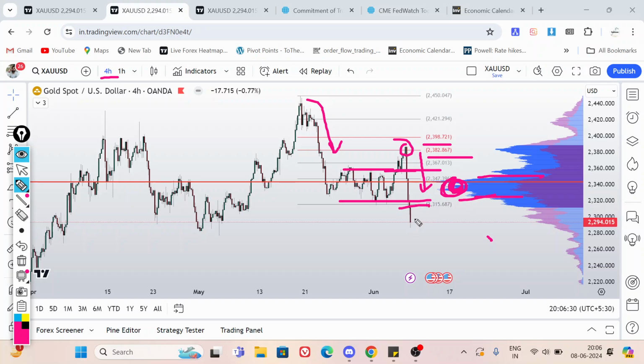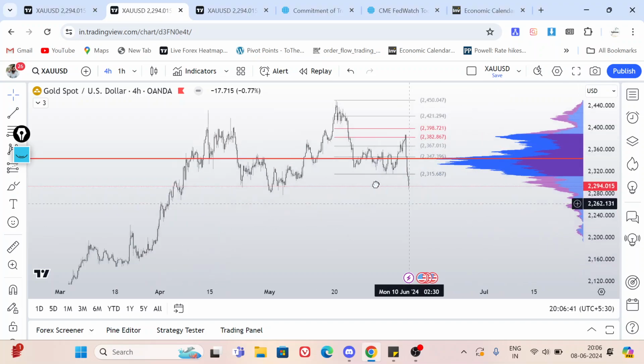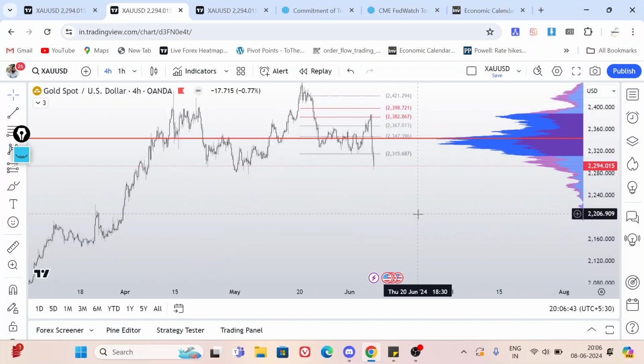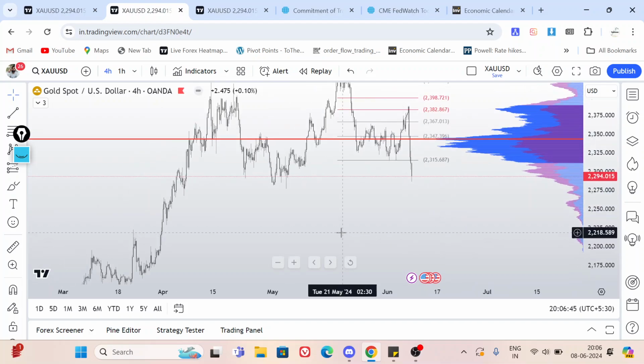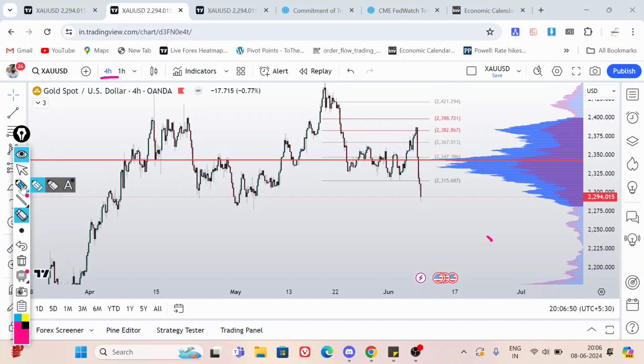Now price is trading below this major high volume zone, and as per the volume profile we can expect further decline. So what are the levels of support that we have to watch? We already know that this right over here is the immediate support, which is at 2275 to 2277, so this is the only support right over here.